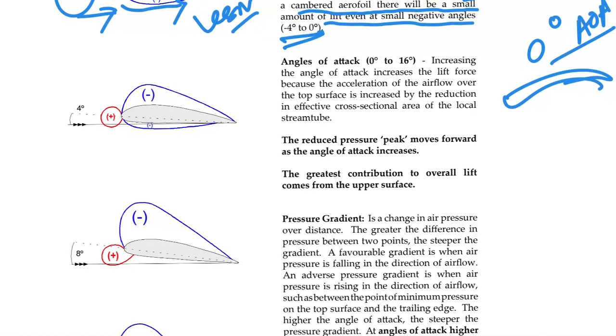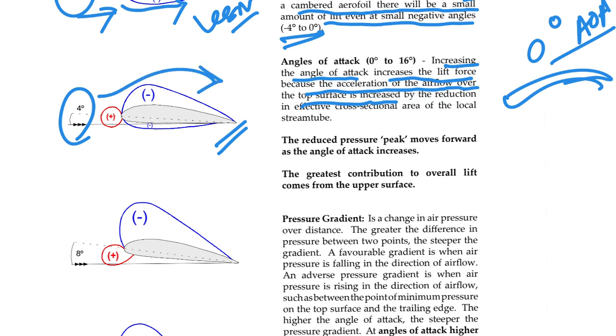Now what will happen if the angle of attack is positive, plus 4 degree? From 0 to 16 we will get good lift. Increasing the angle of attack increases the lift force because the acceleration of the airflow over the top surface increases. So what is happening? At 4 degree, the airflow over the top surface is increasing.